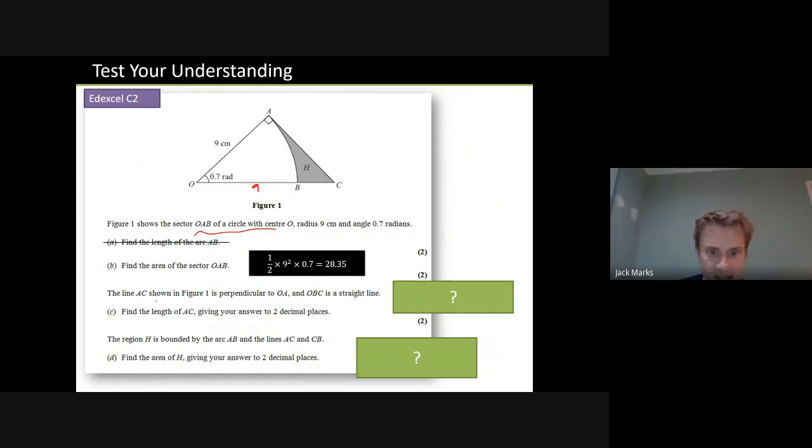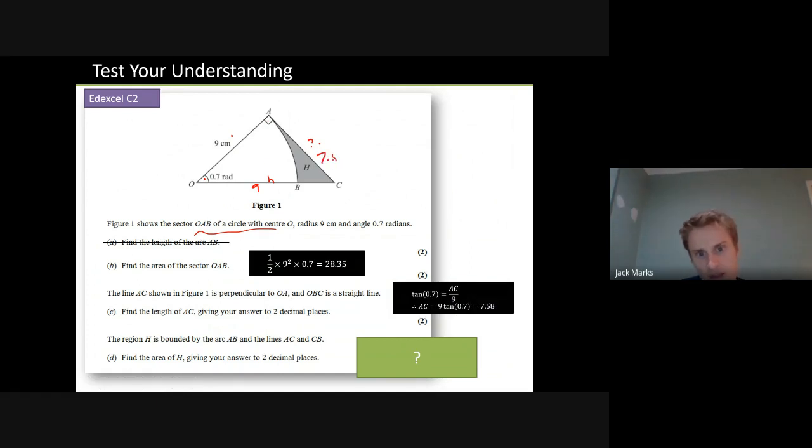The line AC is perpendicular to OA. Find the length of AC. So some general problem solving here. How do we find this length? Well, I would use SOHCAHTOA. So angle, side, side. Opposite the right angle is the hypotenuse. So opposite and adjacent, I'm expecting tan here. Okay, so we can use tan to find this opposite side here.